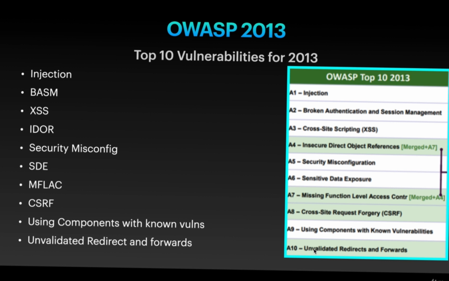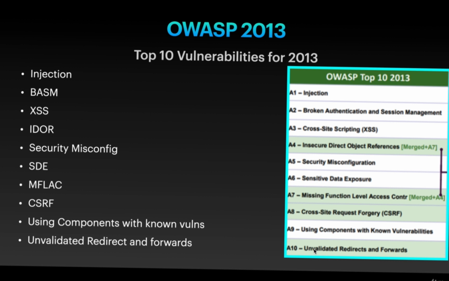Fifth is security misconfiguration, also known as security misconfig. Sixth is sensitive data exposure, also called SDE. Seventh is missing functional level access control, MFLAC. Eighth is CSRF, cross-site request forgery. Ninth is using components with known vulnerabilities. And the last one is unvalidated redirects and forwards. Okay, so this was the OWASP 2013.